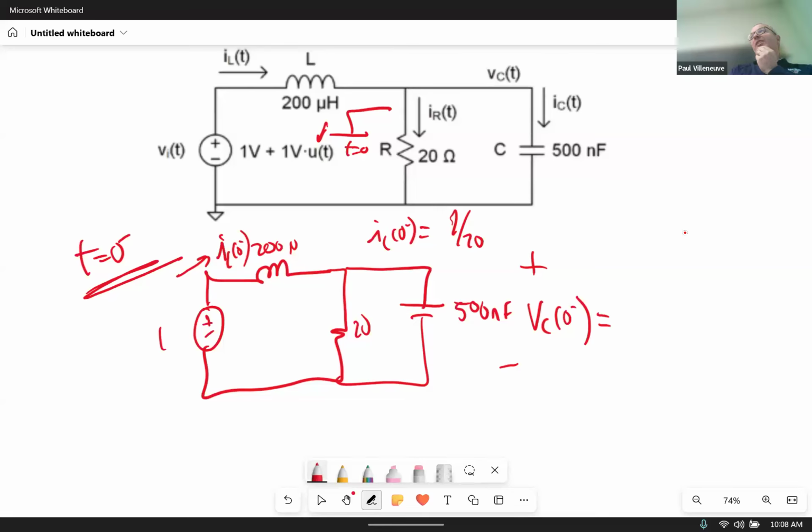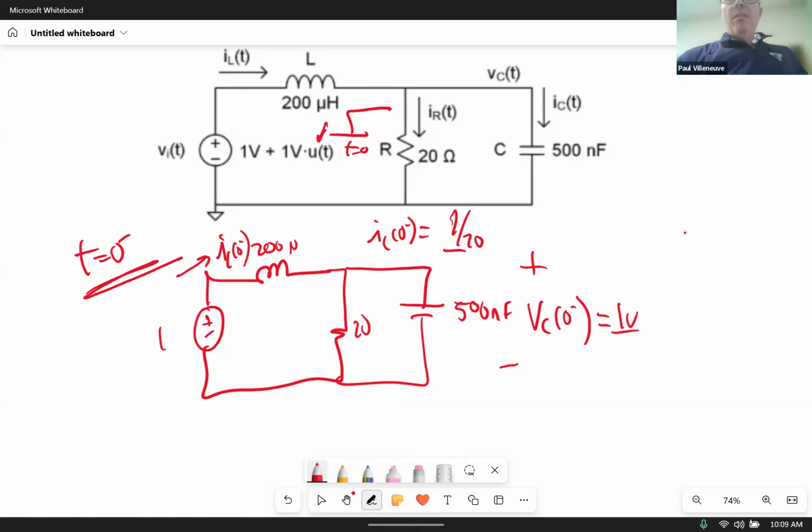Austin, I think you said it, but you said it so quietly. Say it louder and be proud. Yeah, it's 1 volt, because all of that 1 volt source is being dropped across the 20 ohm resistor, which is the same potential as the capacitor.